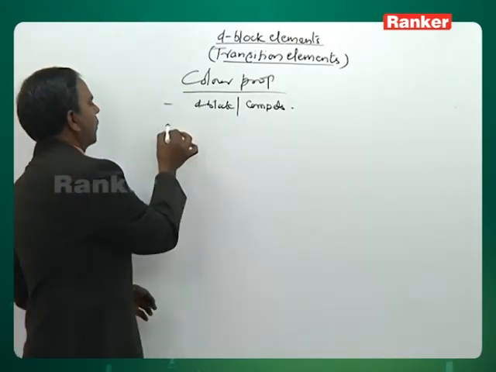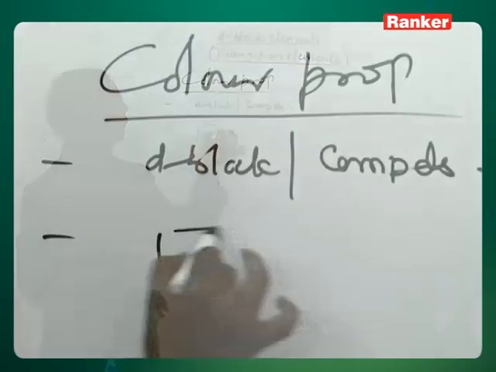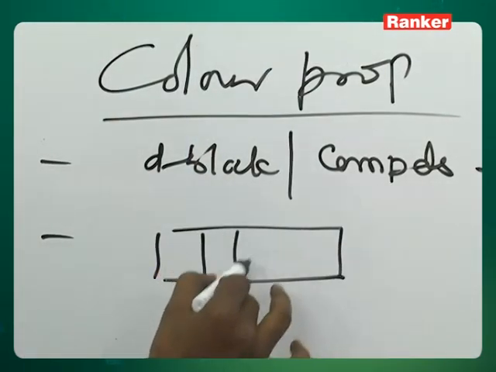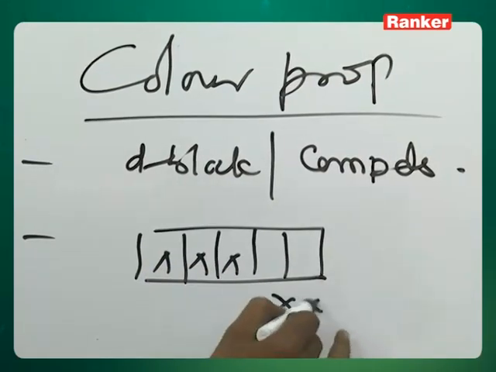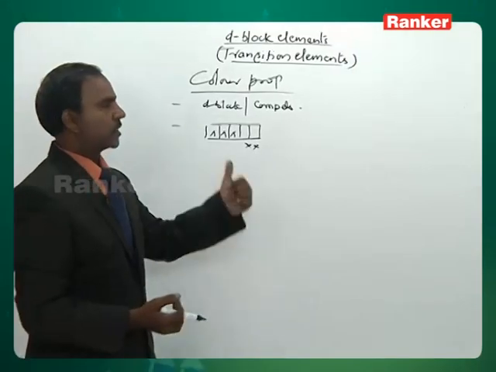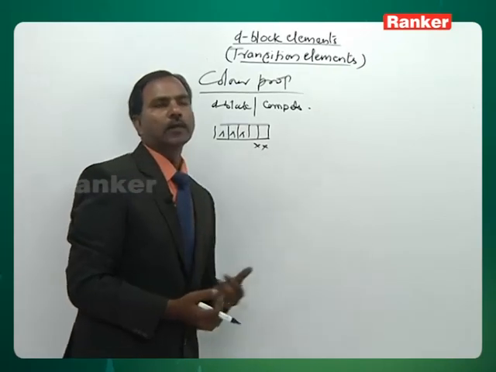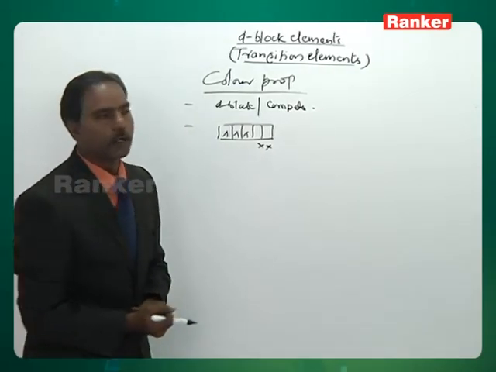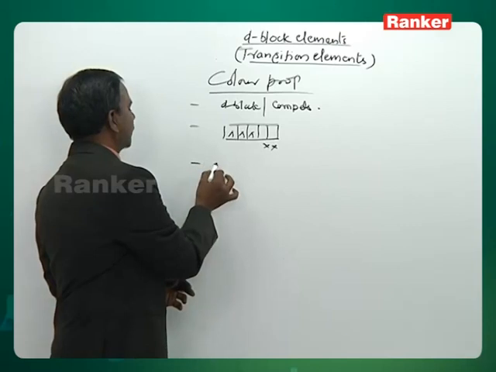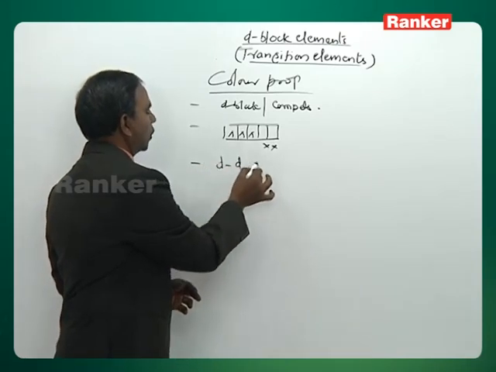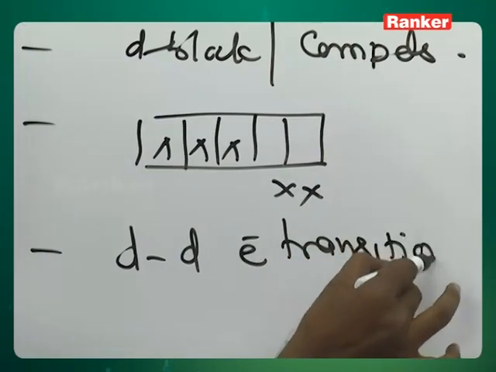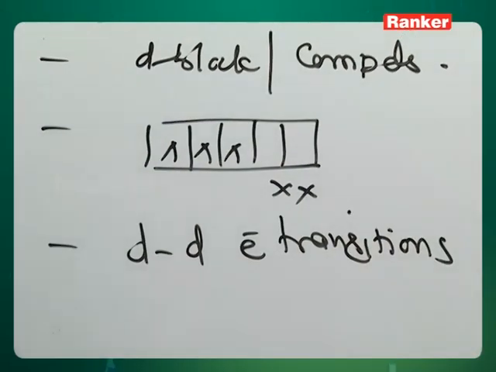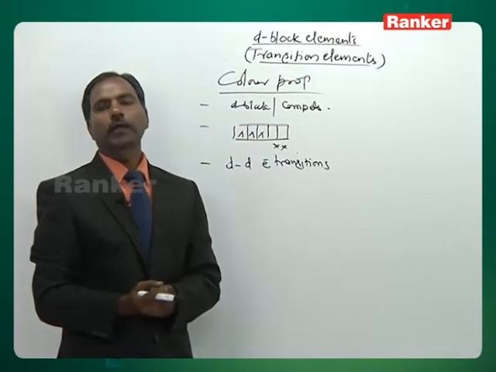It is due to the presence of unpaired electrons in d orbitals or incompletely filled d orbitals. The second reason, you can say, is due to d to d electronic transitions. What is this d to d electronic transition?